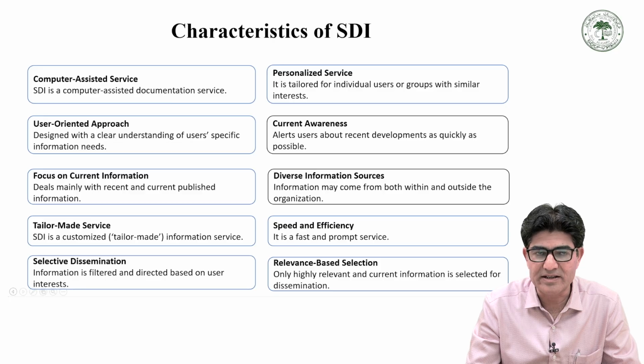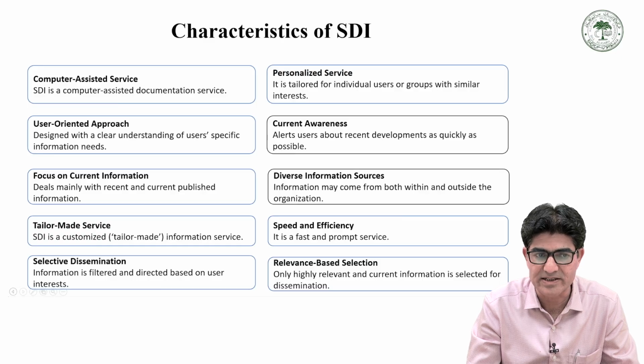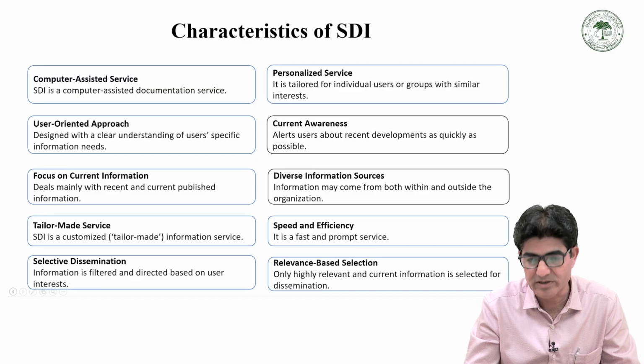And the information which is compiled and delivered to the users can be collected from diverse sources of information. So that is also important. When we compile information for delivery to the users, then multiple formats and multiple forms of documents are consulted. It is a tailor-made service that is not for all kinds of users. Tailor-made service means it is customized according to the needs of the user. The speed is very fast. It is a fast and prompt service, and it is selective dissemination, as the name of this service indicates. It is provided to selective users, and it is relevance-based selection. Only highly relevant and current information is selected for the dissemination of information to the users.